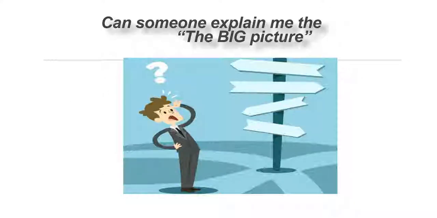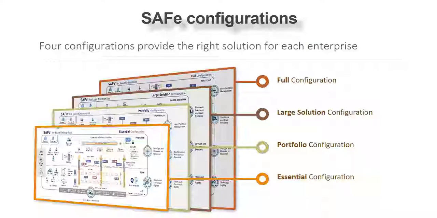As I said, the big picture can be confusing. So can somebody explain it to me? This is how they came up with it. They said we'll now distribute it in four models. We have the complete model, and then we have four models. So one is the essential configuration, the portfolio configuration, the large solution configuration, and the full configuration.